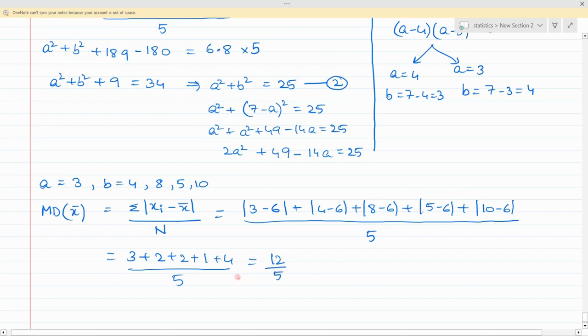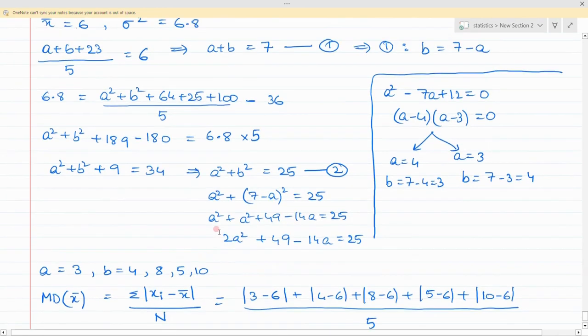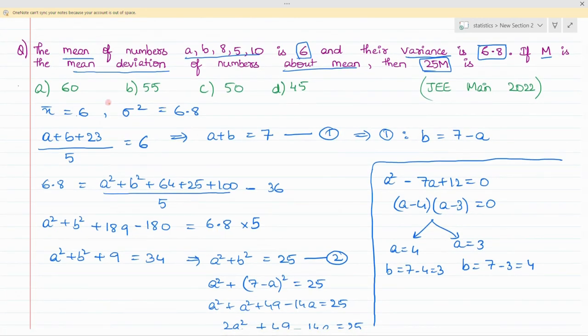And we'll get it as 12 upon 5. So we need to assume this value as m according to the question, but we need to find the value of 25 times m. So it becomes 25 into 12 by 5. This goes 5 times and the answer will be 60. So let's see the options now. So according to the question and options, A option is the correct answer to this question.